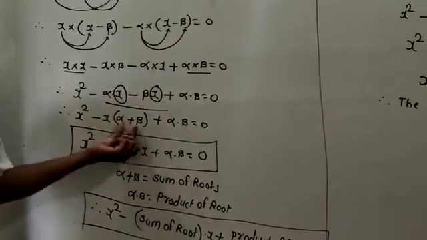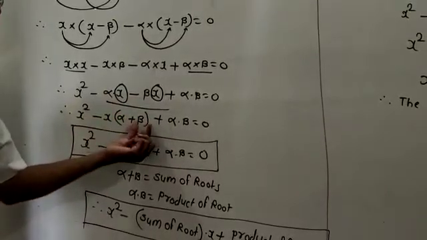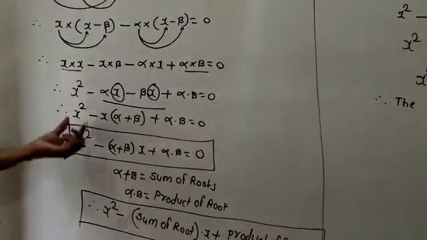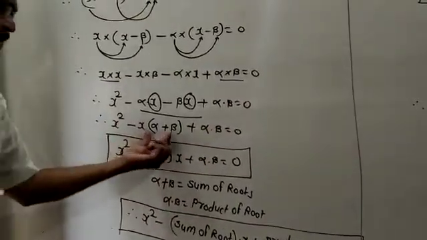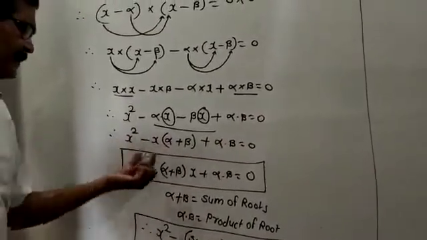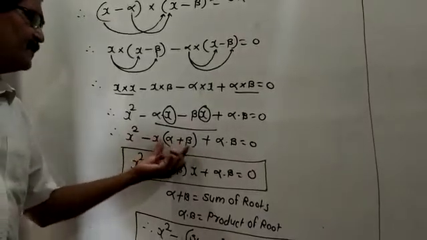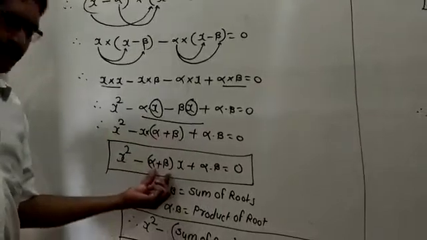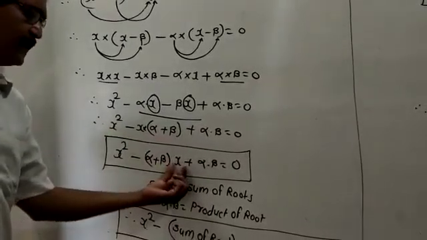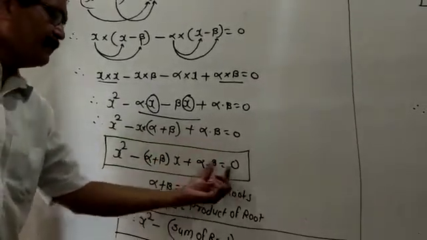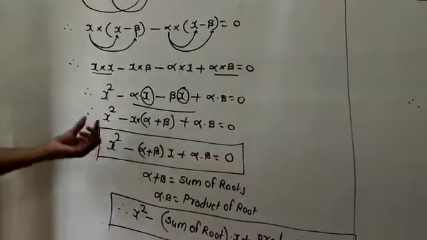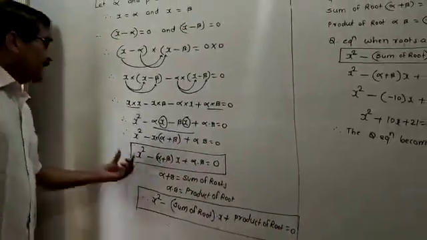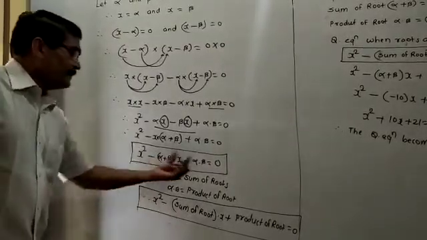This minus becomes plus. This beta as it is, you have to write bracket complete, plus alpha into beta is equal to 0. Then you have to rearrange this middle term: x square as it is, you have to write alpha plus beta and x within this multiplication sign. So you have to write alpha plus beta first, and after that the term of the x plus alpha into beta is equal to 0. This is the quadratic equation having the given roots.